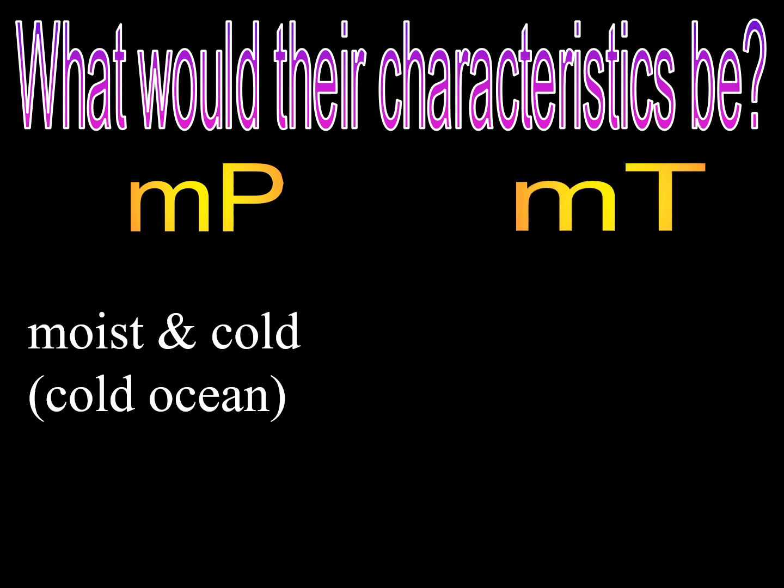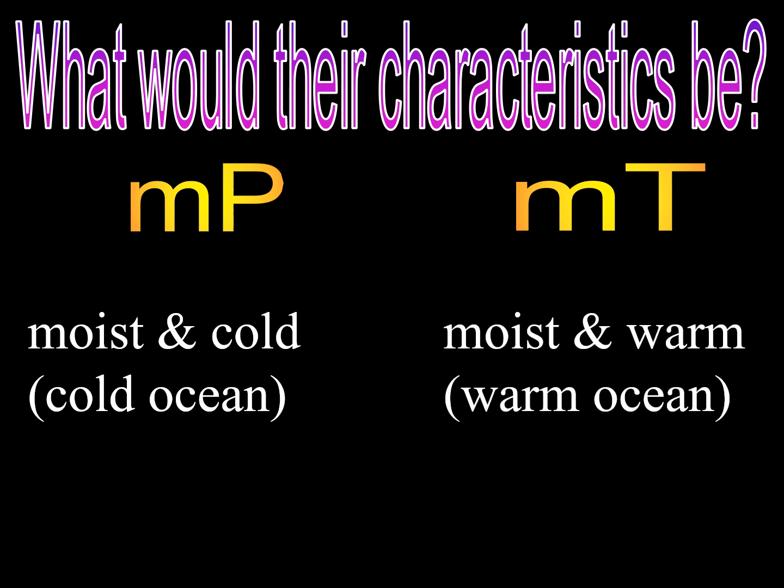An MT, on the other hand, is still going to be wet or moist because we have that M for maritime or M for moist, but we have a T. This T is for the tropics or the tropical, which means it's going to be warm instead of cold. So they're both M's, so they're both moist, but one is cold and one is warm because of where it was formed.